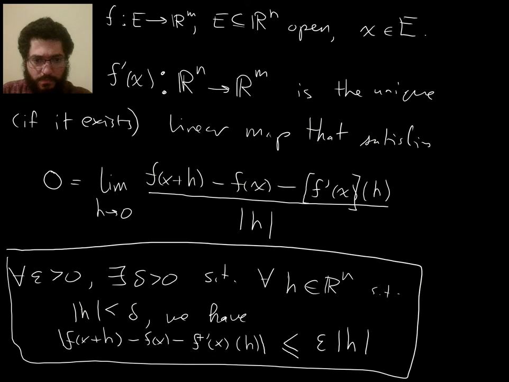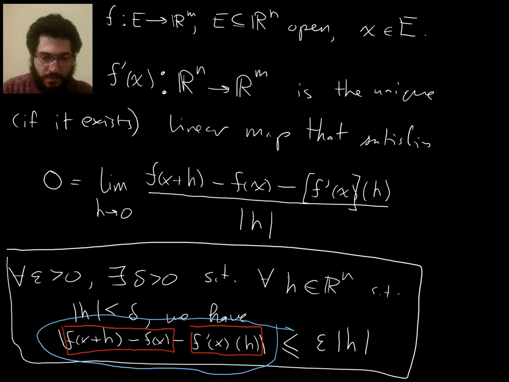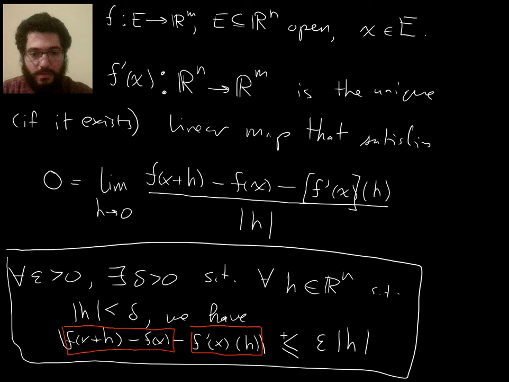So f prime x h is very close to this. But it's not just the same as saying that this expression I've circled in blue limits to 0 as h goes to 0. That would also be a way of saying that f prime x h is close to this difference vector. This is something more.